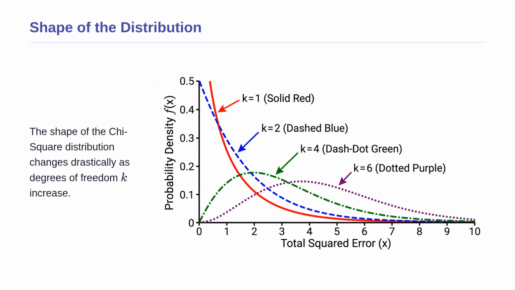Before we use this formula, let us visualize what it actually looks like. Here we see the chi-square probability density function plotted for different degrees of freedom. The horizontal axis represents the total squared error, and the vertical axis is the probability density. Notice that the curve only exists for positive numbers because the sum of squares cannot be negative. For small degrees of freedom, like the red line, the curve is heavily right-skewed. But as the degrees of freedom increase, look at the dotted purple line. The curve gradually loses its skewness and becomes beautifully symmetric, approaching a classic normal bell curve.